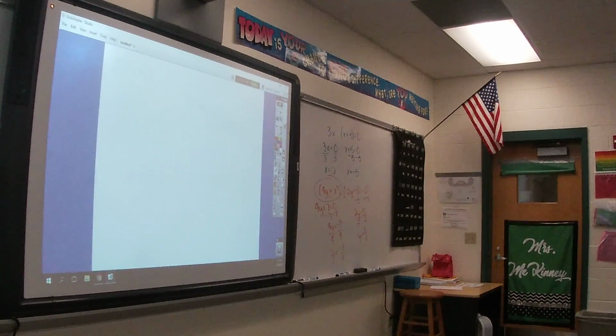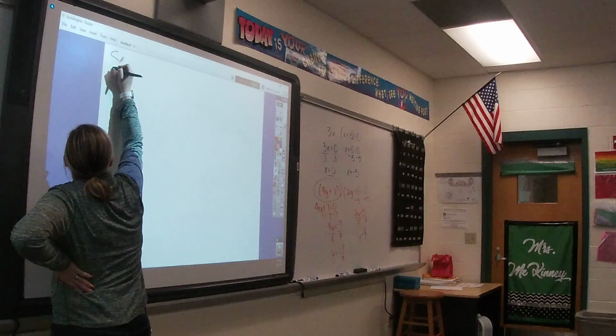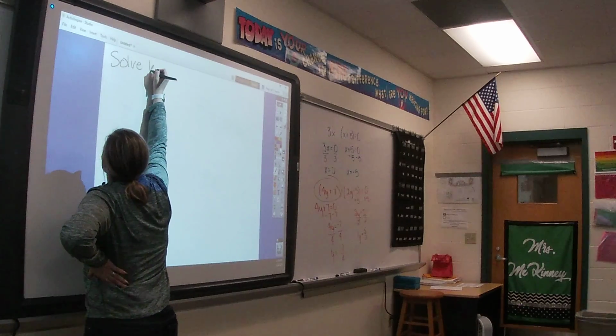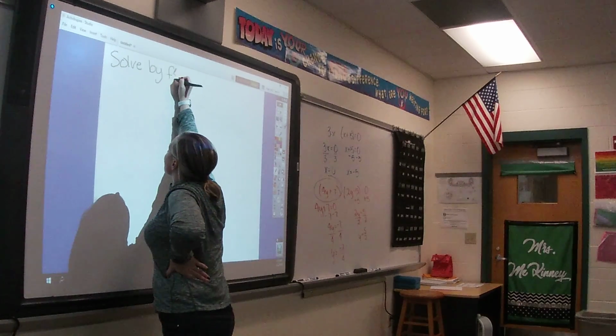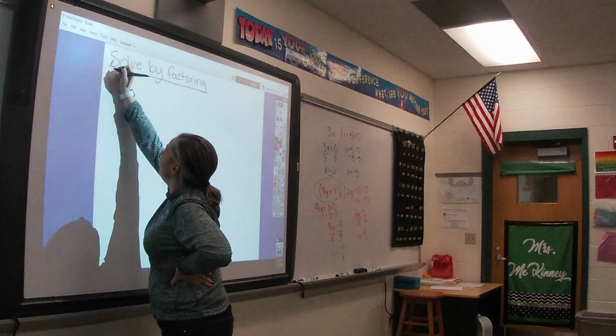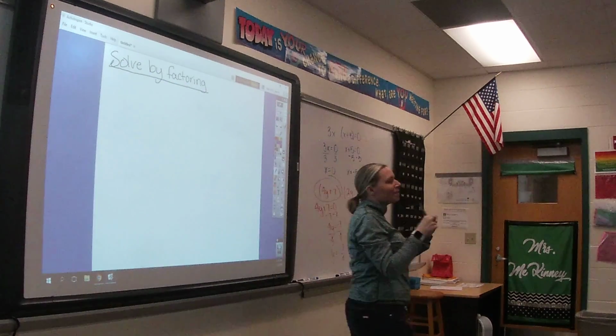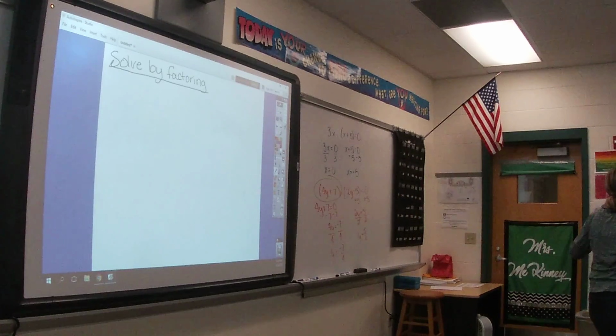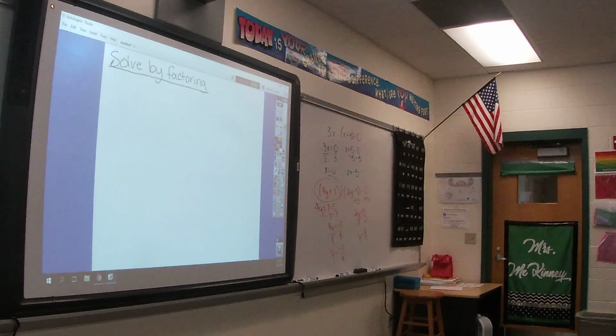Today, so we're still looking at solving by factoring. We just have a lot more steps to it today. So that teeny tiny baby step we took yesterday where I sort of just showed you the concept, today we're full on jumping in.